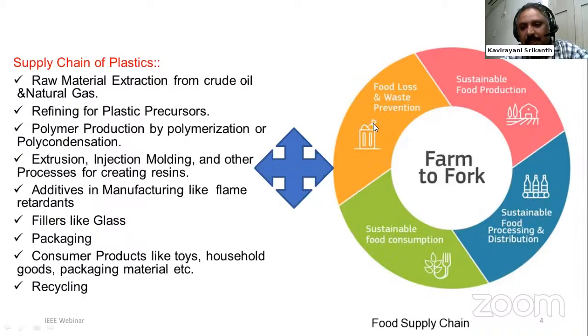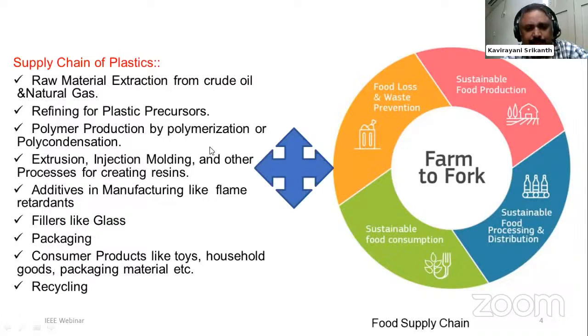If I'm talking about the farm to fork supply chain of food, we would have sustainable food production, processing, distribution, food consumption, food loss, and waste prevention. That would typically form the food chain from the farm to the fork. And if we're looking at the supply chain of plastics, we would have raw material extraction from crude oil, refining and polymer production, extrusion, injection molding, and processing for resins, and additives in manufacturing for enhancing the plastics, using fillers like glass, packaging materials, consumer products like toys, household goods, and whatnot, all the material that we are using as plastic, and the recycling that we do.